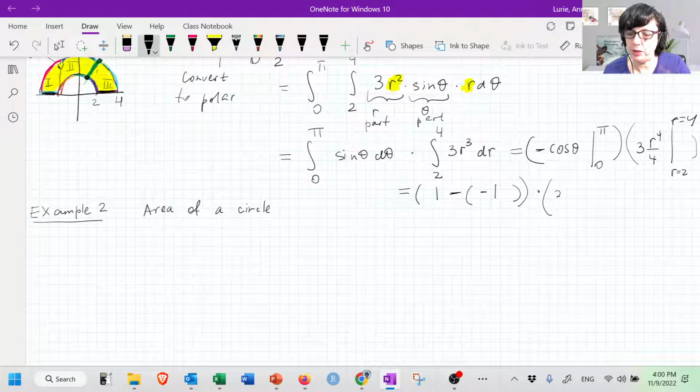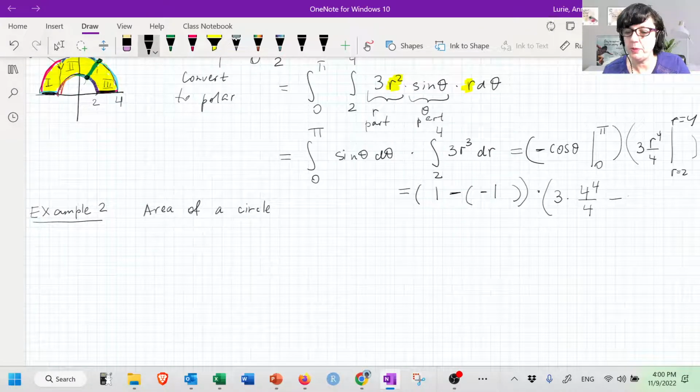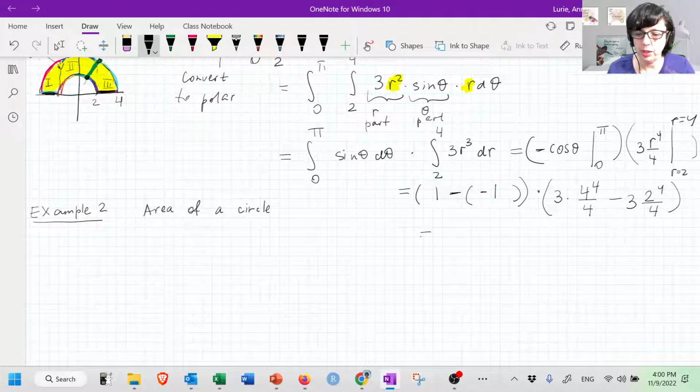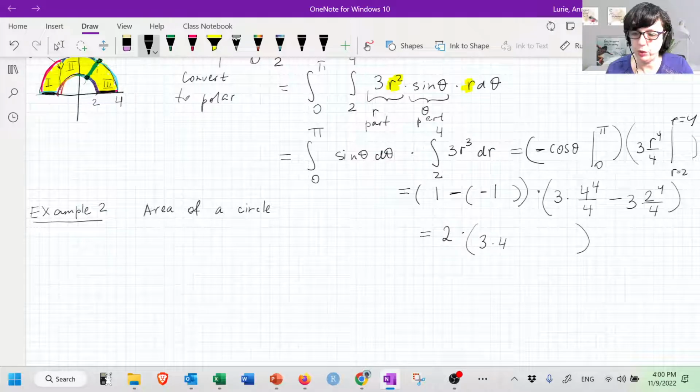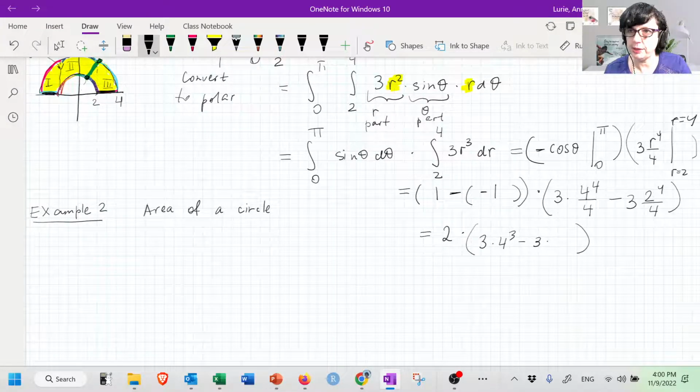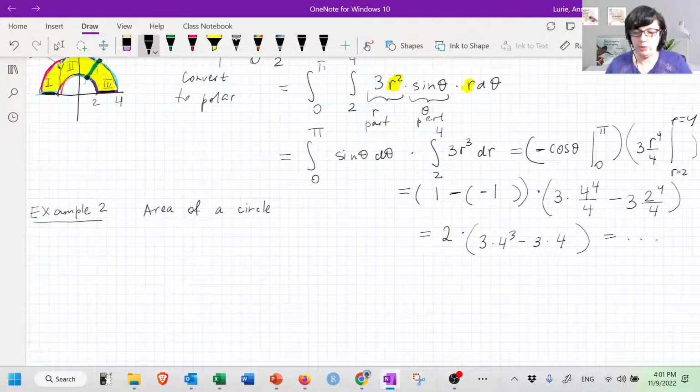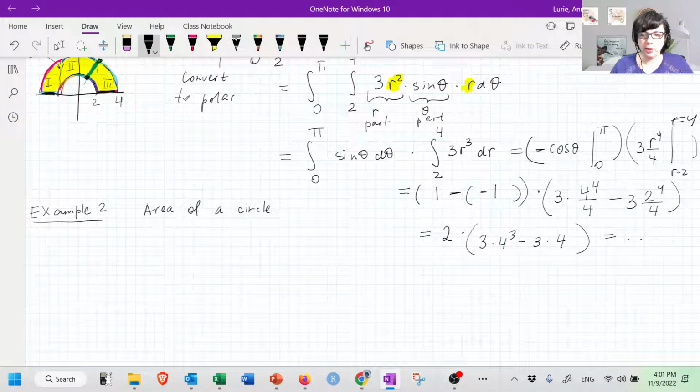Okay, so multiply that by this guy right here. So this would be 3 multiplied by 4 to the fourth divided by 4 minus 3 times 2 to the fourth divided by 4. Okay, so that's going to be equal to 1 plus 1. That's a 2. And whatever that whole thing is, I don't even know what it is. It's 3 times 4 cubed minus 3 times, well, 2 to the fourth is 16 over 4, so that would probably be 4. So anyway, you can compute that. I am just going to leave it, and you could just plug it into the calculator.